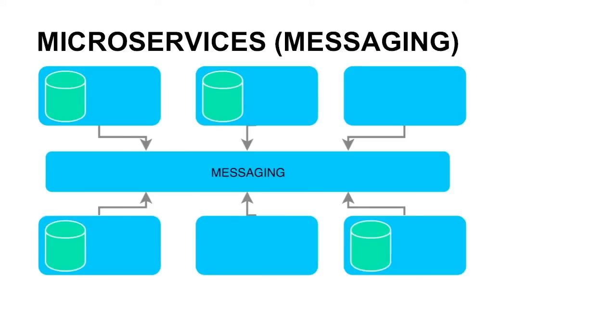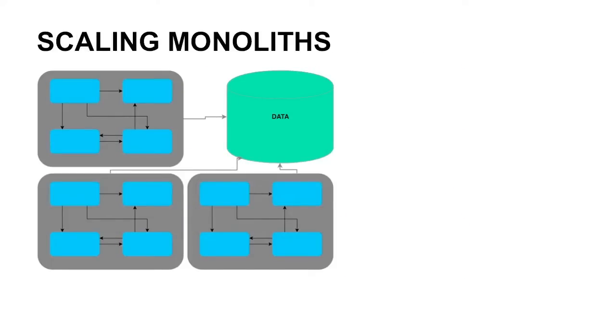Here's another way that microservices can communicate with each other, and that's over an asynchronous messaging queue, such as RabbitMQ or Kafka. Here, there's even less coupling, as different services operate asynchronously via publishing and subscribing to messages. Now let's look back at that monolith for a second.